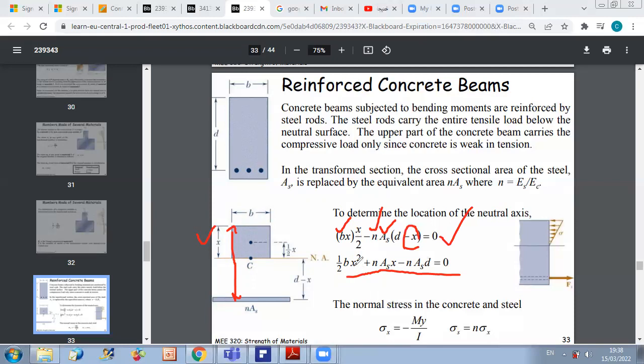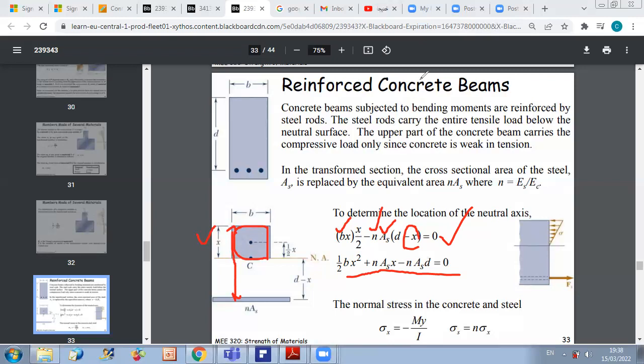And once you get x, then you know where your neutral axis is. You know which part will support compression. You can then calculate accordingly, if you want, the value of the maximum bending moment you can sustain, as we did before. The same will apply for steel. Now we'll do together several problems to practice on this.